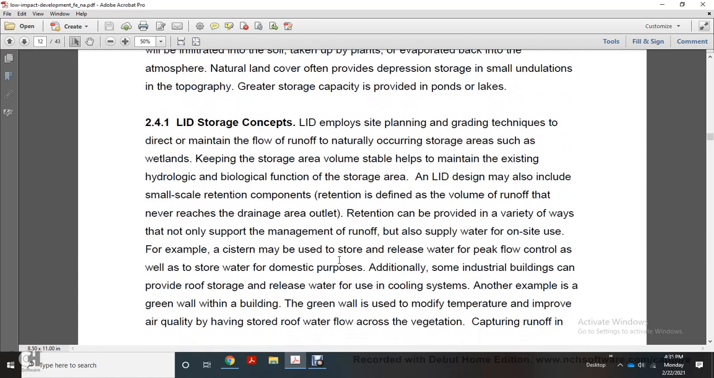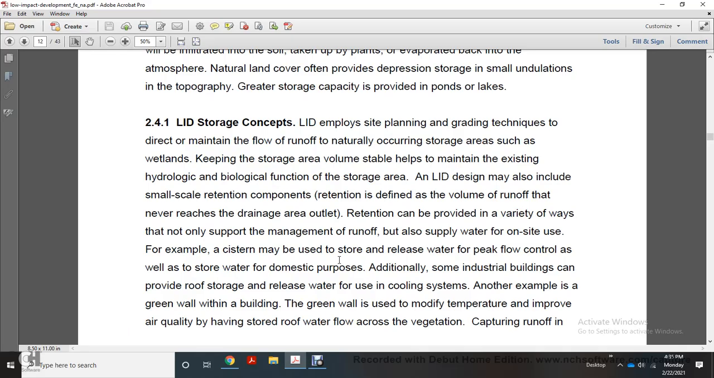Low impact development employs site planning and grading techniques to direct and maintain the flow of runoff to naturally occurring storage areas such as wetlands. Keep the storage area volume stable to help maintain the existing hydrologic and biological function of the storage area. Low impact designs may also include small retention components.